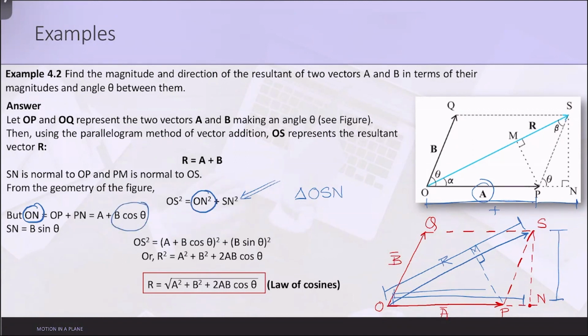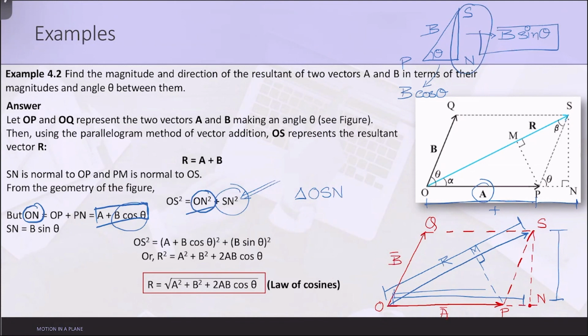How is B cos theta obtained? Just look at this small triangle, which has this S, this N, and this P. If this is B and this is theta, then by simple trigonometry, this can be obtained as B cos theta, and similarly this can be obtained as B sin theta. So in the place of ON we can write A plus B cos theta, and in the place of SN we can write B sin theta.